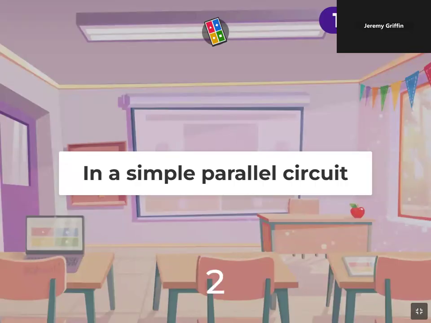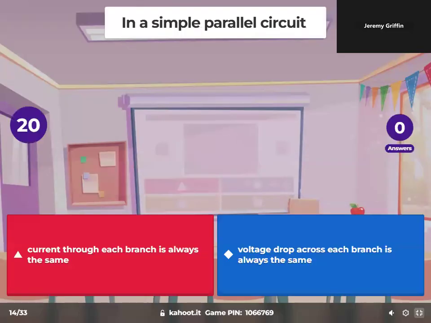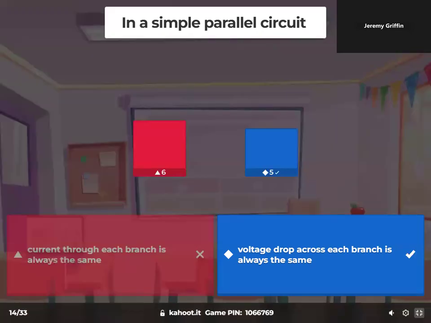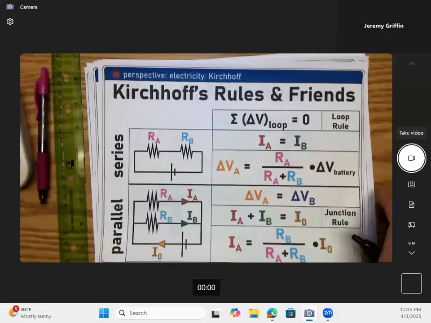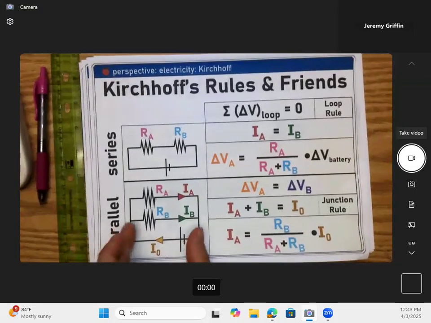In a simple parallel circuit, is the current through each branch always the same, or the voltage drop across each branch always the same in a parallel circuit? Look for voltage is always the same in parallel. So that's this page right here. Okay, so we're talking about parallel. This is parallel right here.